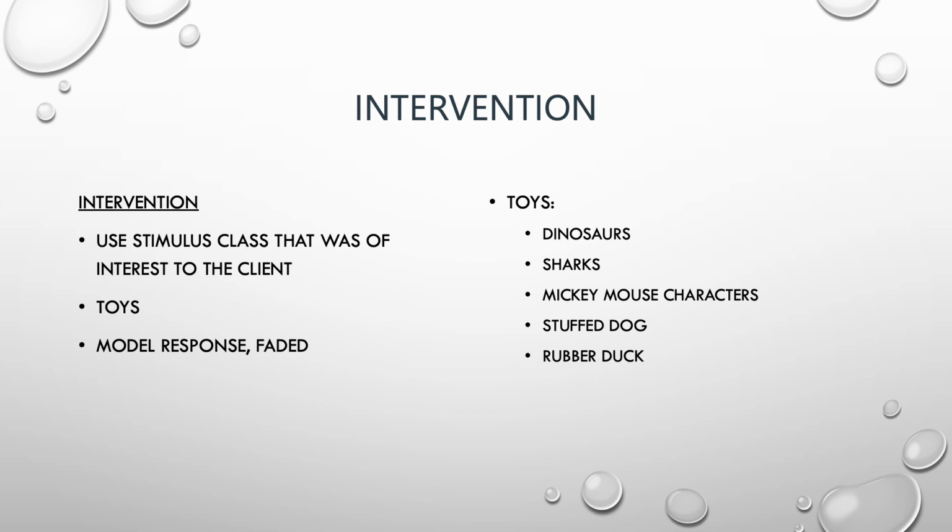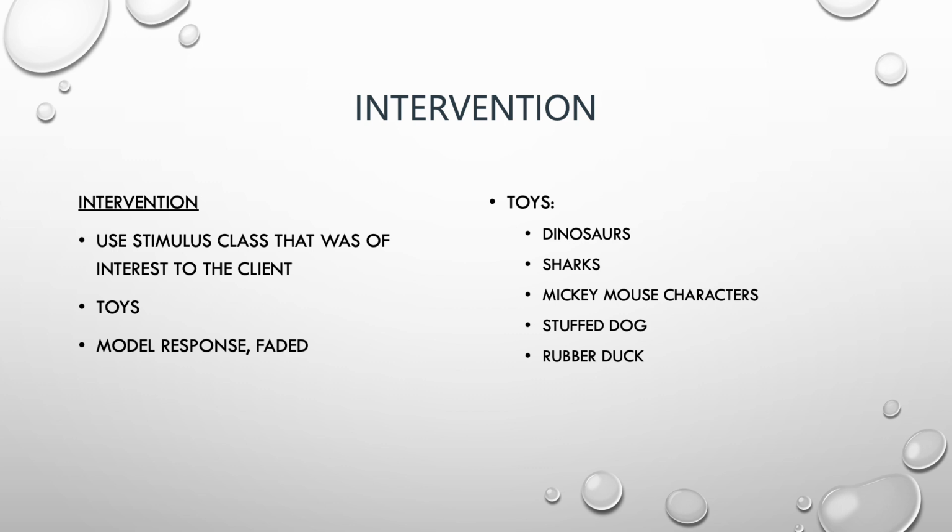Intervention. The first step of intervention was finding a stimulus class that was of interest and motivating for the client. She enjoyed playing with specific toys for reinforcement. These toys were noted and kept in a box for ABA. The therapist would hold up the toy, model the correct response, then wait for the client to verbalize the item. Upon correct tacting of the item, she was immediately reinforced with a sticker.